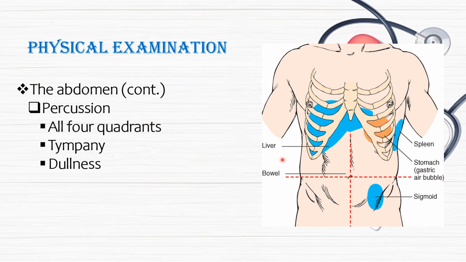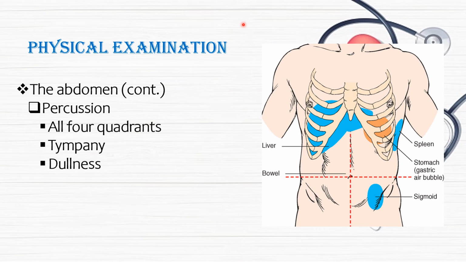Okay, so after doing the inspection and the auscultation, now it's time for you to do the percussion. This helps you assess the amount and distribution of gas in the abdomen, viscera and masses that are solid or fluid-filled, and the size of the liver and the spleen. You have to percuss all 4 quadrants of the abdomen lightly to assess the distribution of tympany and dullness.